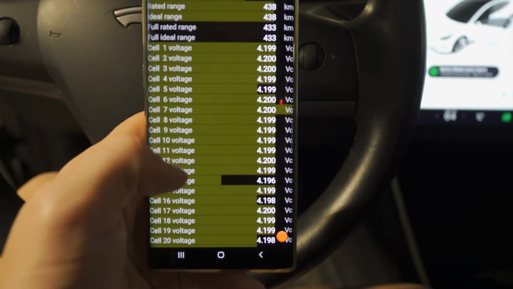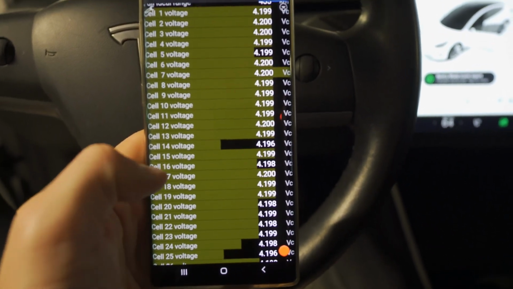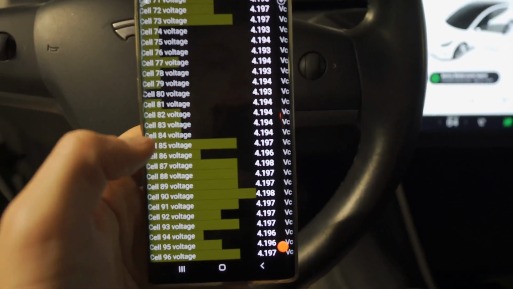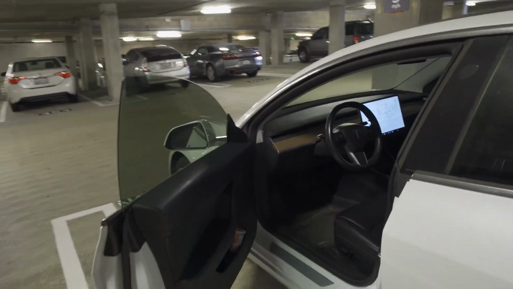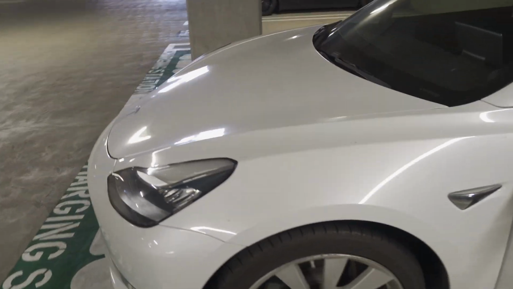And just to give you an idea of what the health of the battery is, just using very anecdotal evidence. My car's so dirty. Overall, for a car that's 5 years old, it's in really good condition though.